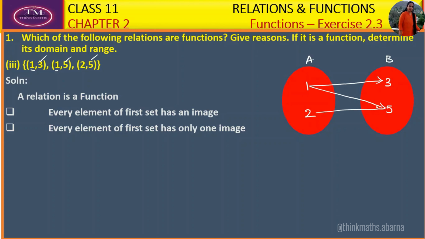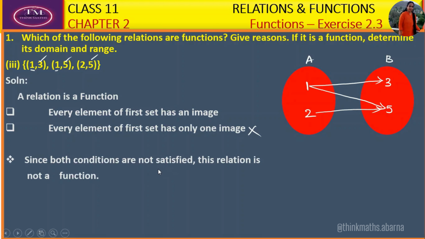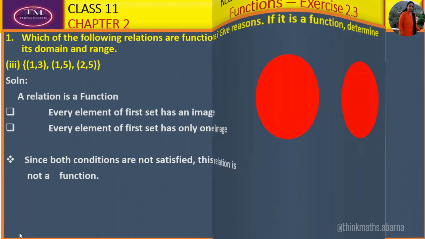Now here, for 1, every element has an image, but 1 has two lines moving to B. That means 1 has two images, more than one image. So this condition is not satisfied. If one of the conditions is not satisfied, then it is not a function. Since the conditions are not both satisfied, this relation is not a function. If it is not a function, there is no need to find the domain and range. Okay, understood? Clear? So shall we move on to the second problem on the next page?